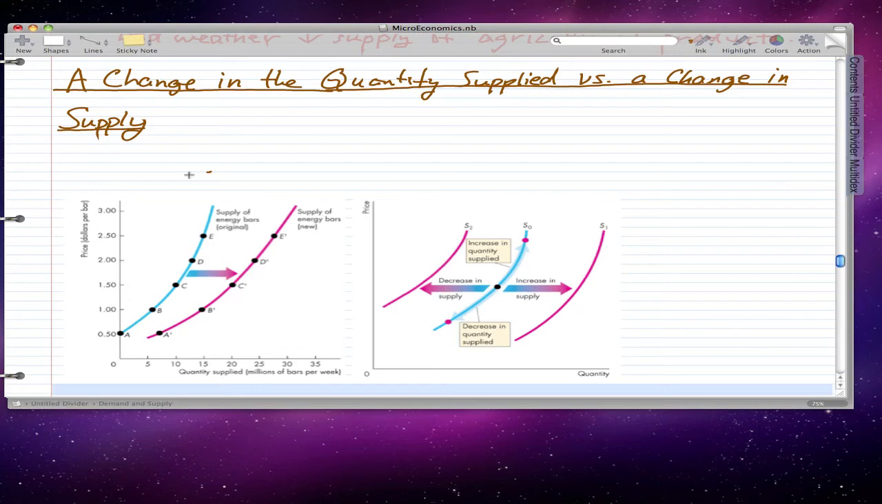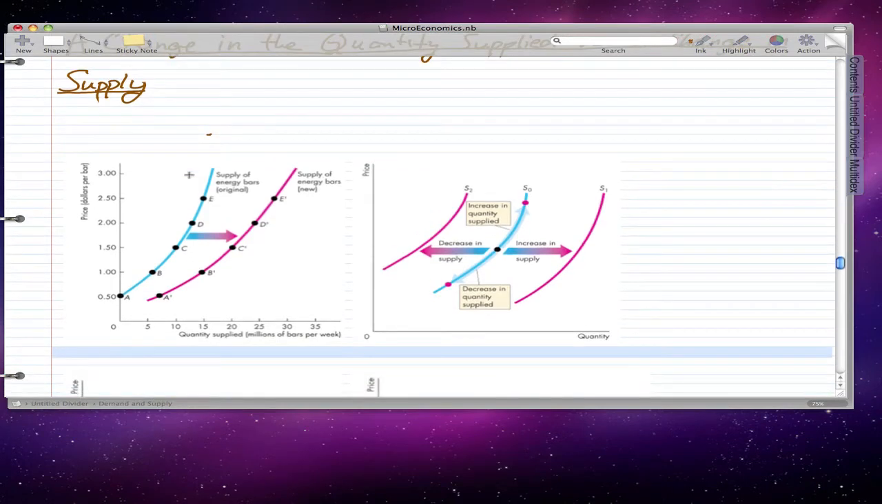So this is the last part I'm going to talk about with supply, and it is a change in the quantity supplied versus a change in supply. And this is similar to what we did with demand, and as shown here with two graphs, this is what happens when we have an increase in supply.